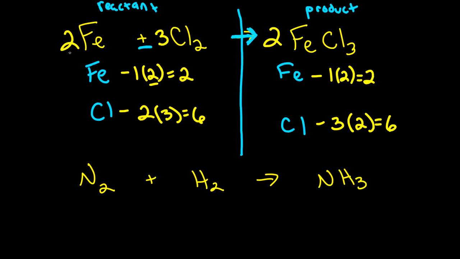So then we go back and check our work. I got 2 irons. I got 2 irons. So iron is good. I check my chlorine. 3 times 2 is 6 chlorines. 2 times 3 is 6 chlorines. So my chlorine is good. So now my equation is balanced. Now we're following that law of conservation of mass.